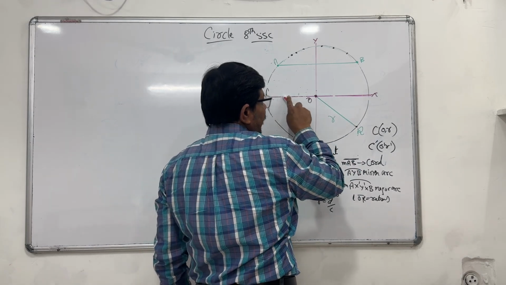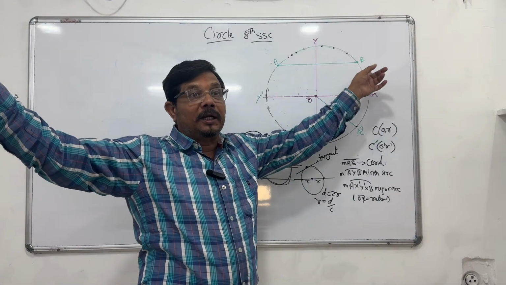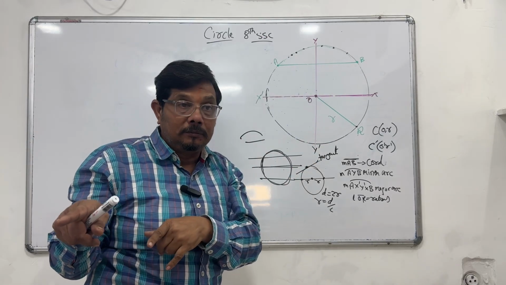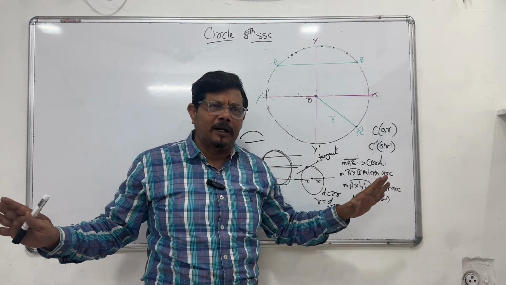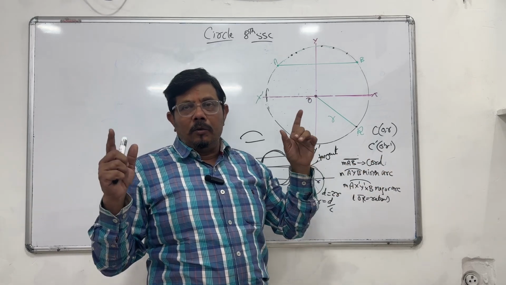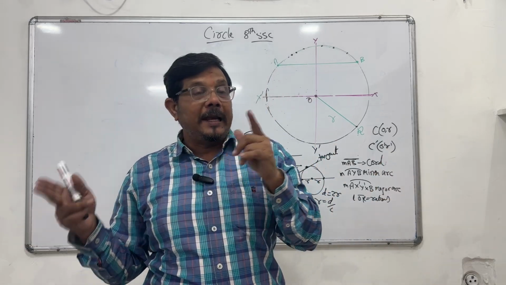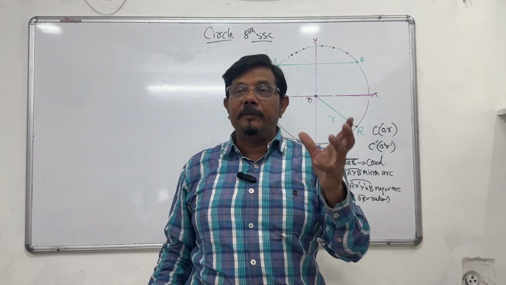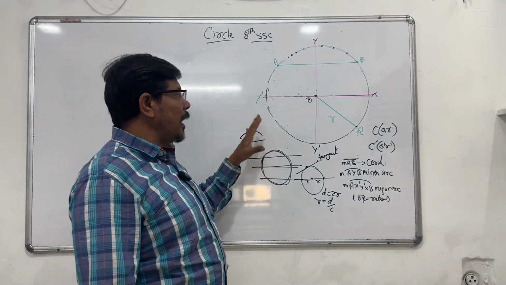But when a line passes through the center and connects 2 points of the circle, that is called diameter. Whatever line goes through the center must be a diameter. When any line cuts 2 points in a circle, that is called secant. Any line that just touches a circle at a single point is called tangent. Tangent means sparsh rekha, it touches and goes. So you have cleared all these points.